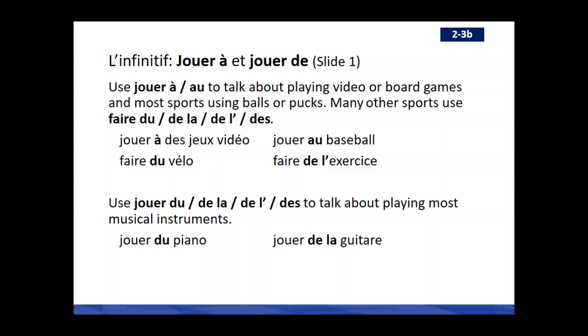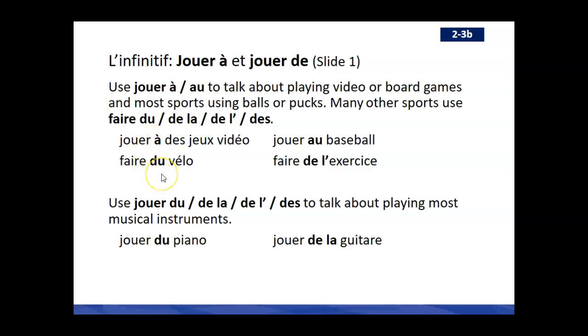Jouer de and its related forms like du, de la, de le, de, depending on what comes after it, means to play an instrument. So I can say jouer à des jeux vidéo. So if you're a gamer, this might be a useful expression for you. Jouer à des jeux. So to play video games. Jouer au baseball. And this is jouer au because we're combining à plus le baseball. When you have à plus le, it becomes au. If you have à plus de, they stay separated.